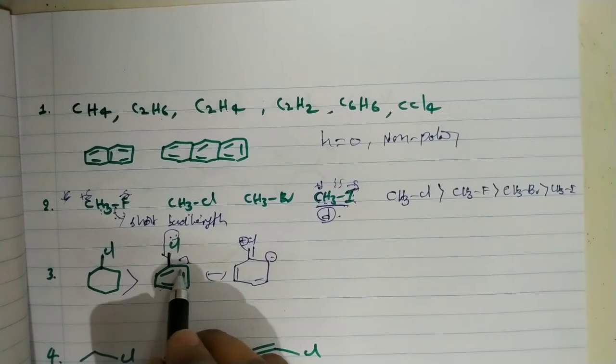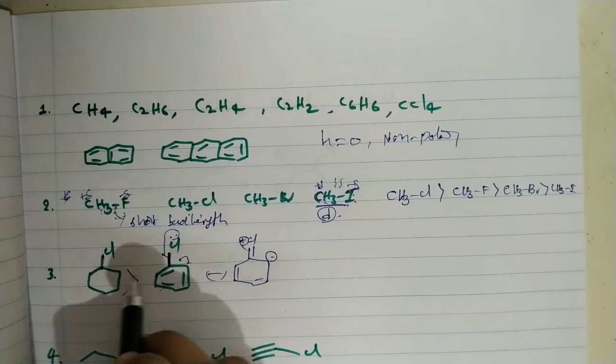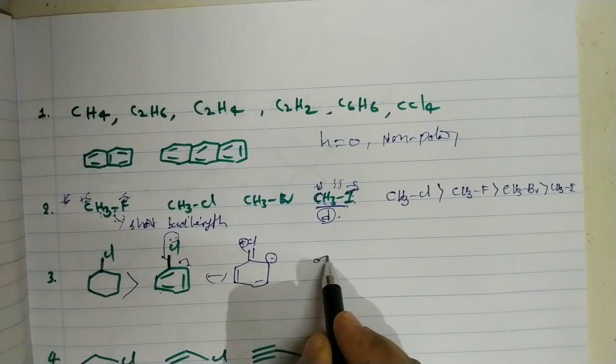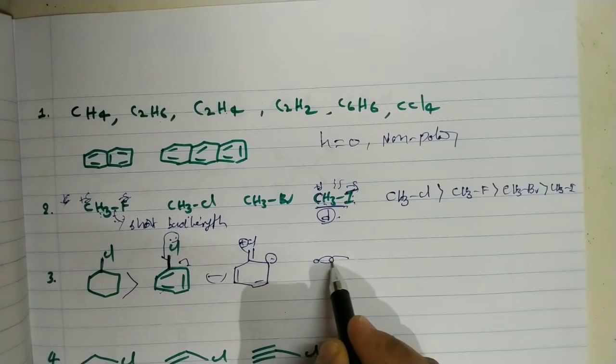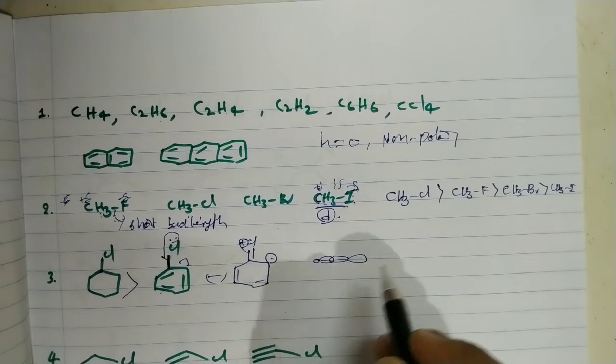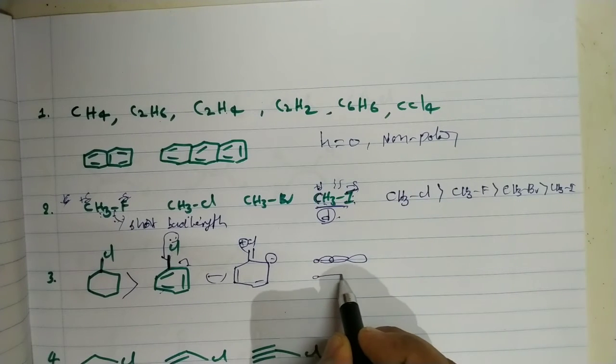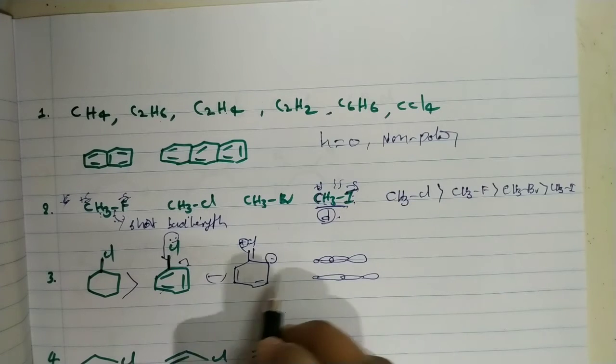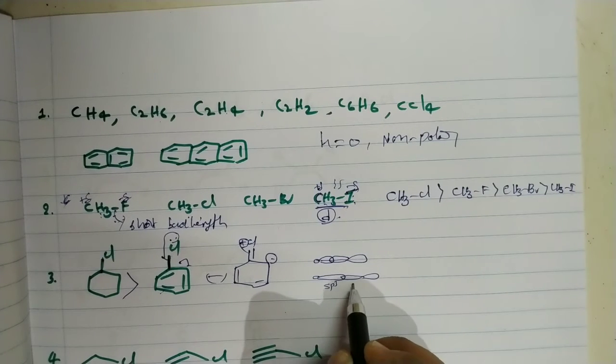So as a result, the dipole moment decreases for chlorobenzene compared to cyclohexyl chloride. Here the carbon is sp2, meaning an sp2 hybrid orbital overlapping with the chlorine p orbital. For the sp3 carbon, the chlorine is attached to an sp3 hybrid orbital, so the bond length is higher, whereas here it is the sp2 carbon with the p orbital of the chlorine.